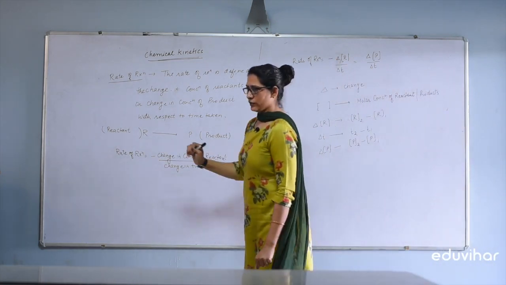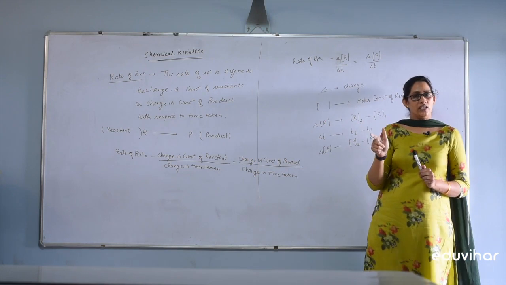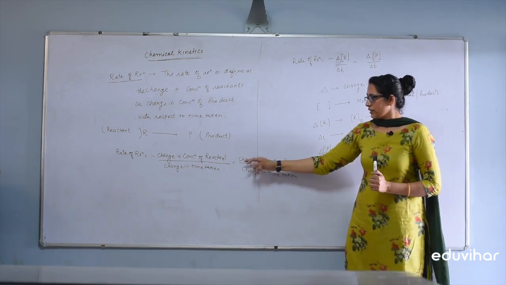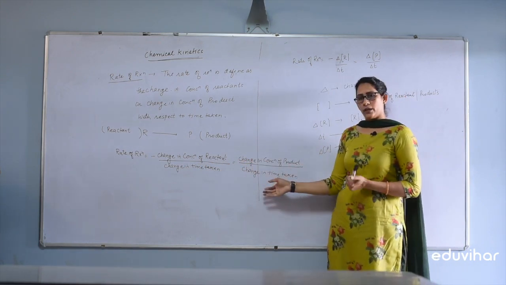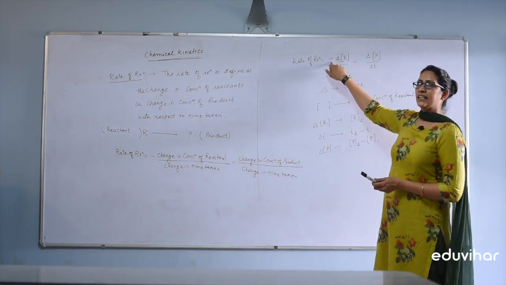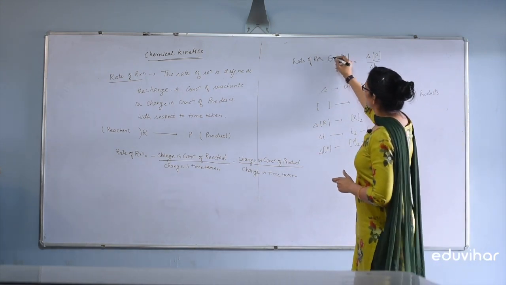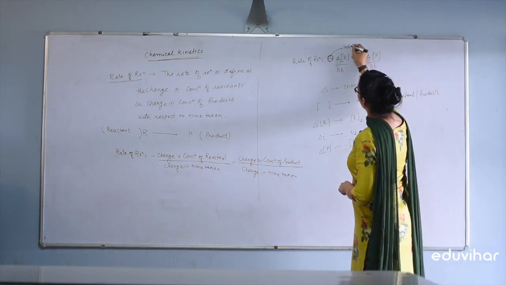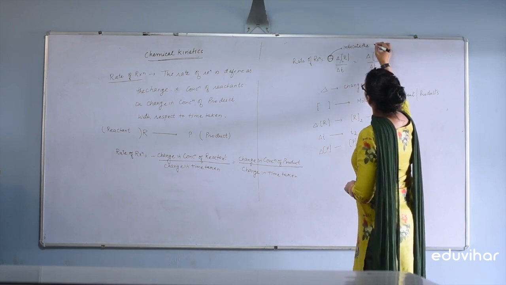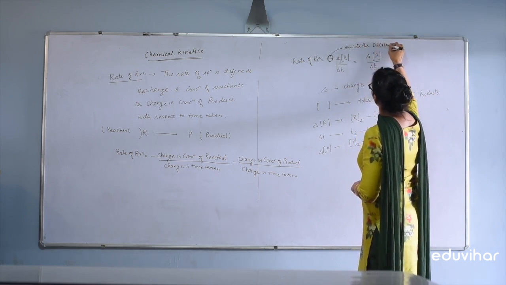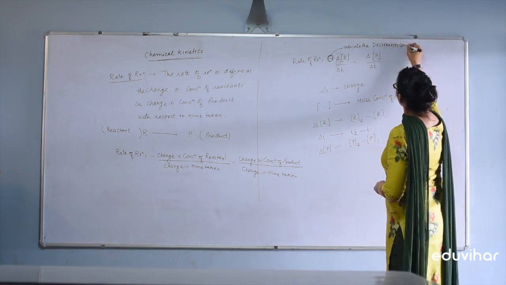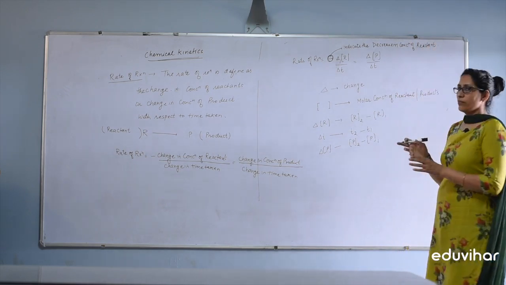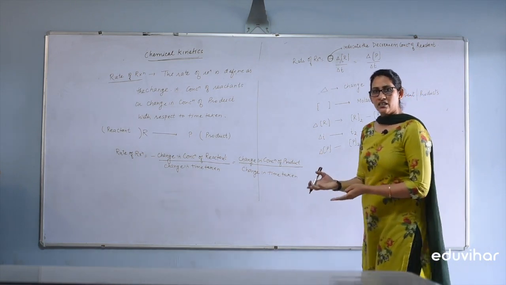Whenever I am writing the rate of reaction as the negative change in concentration of reactant with respect to the time taken, or change in concentration of product with respect to the time taken, here I put a negative sign. This negative sign is very important. Why do I put this? This negative sign indicates the decrease in concentration of reactant. This negative sign tells us about the decrease in concentration.